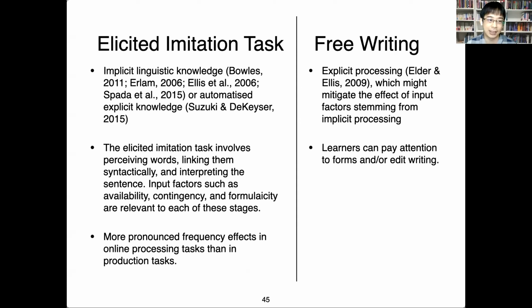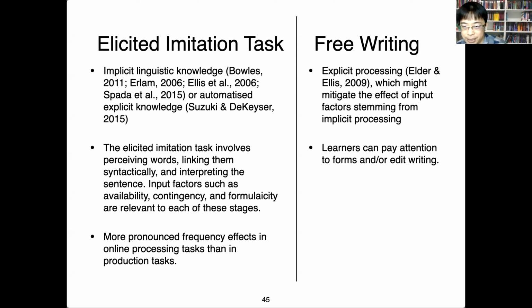The elicited imitation task involves implicit linguistic knowledge, or at least automatized explicit knowledge. And it involves perceiving words, linking those words syntactically, and interpreting the sentence. And in all of these steps, input factors like availability, contingency, and formulicity play a role. And we observed more pronounced frequency effects in online processing tasks, like elicited imitation tasks, than in production tasks too.